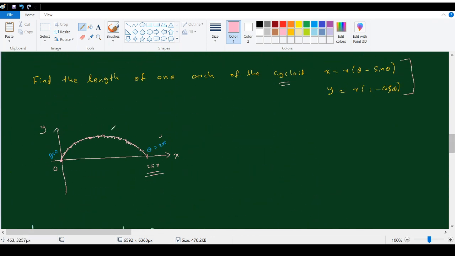Now see, although this is generated by a rolling circle, these results are very much different, right? Kind of strange, because if we just get the circumference, it will be 2 pi r, right? Circumference means the length of this circle. But this length is 8 times r. These are some interesting results that we can obtain from the cycloid.